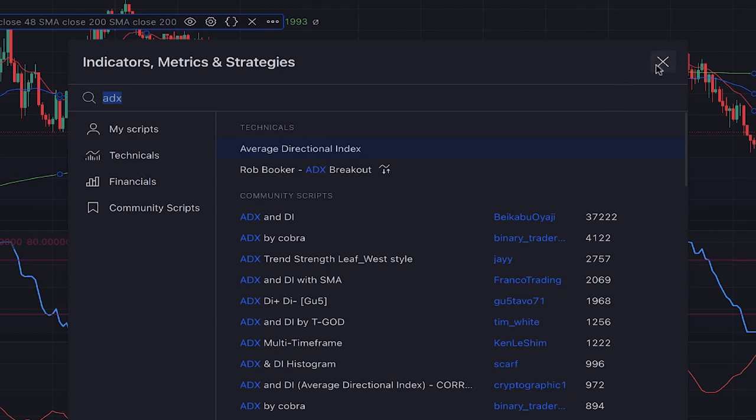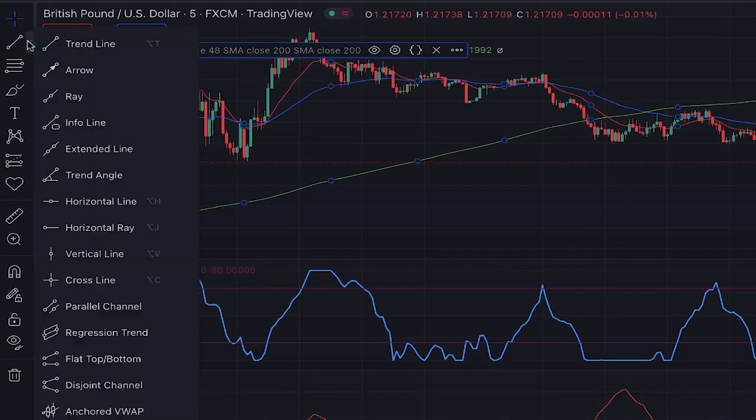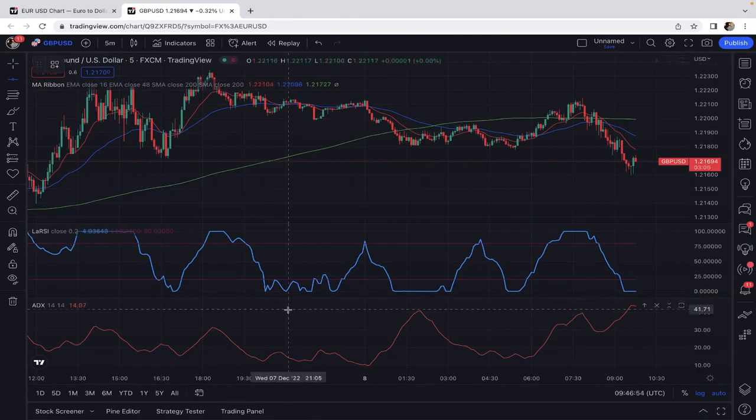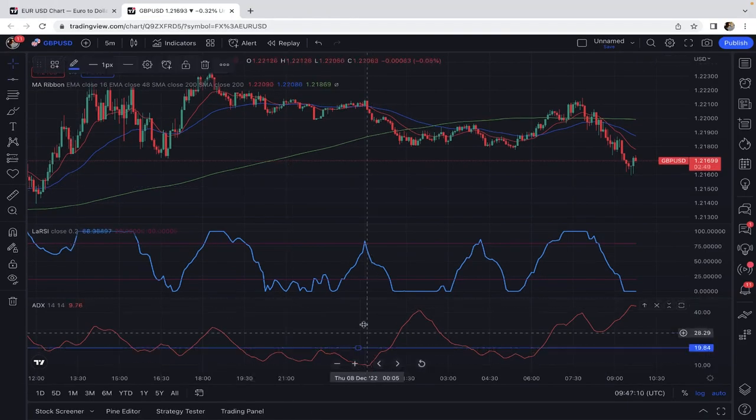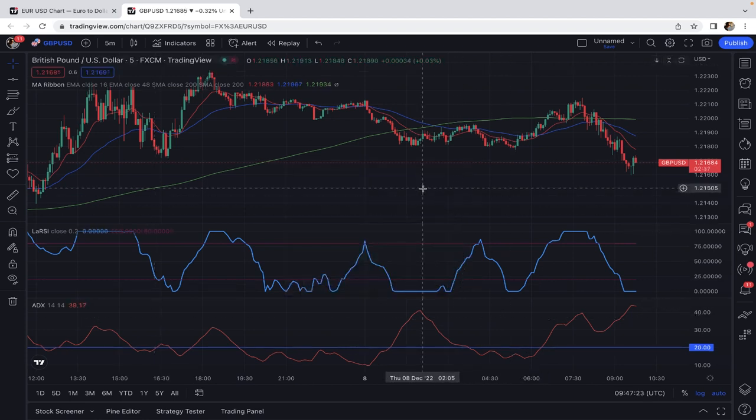And we use ADX with its default settings, and we just add a horizontal line for ADX here at 20 levels, so it can help us better with the trading signals. Alright, everything is already set on the chart, and let's see how we trade based on this 5-minute scalping strategy.